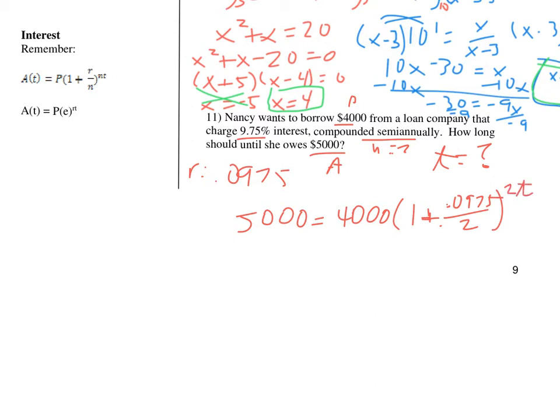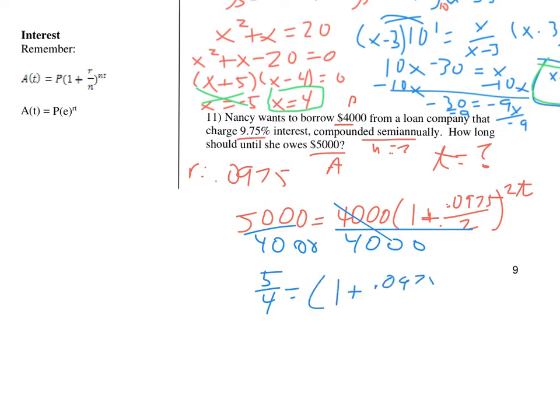It's in the exponent, so I'm going to have to use logs. I first need to divide by 4,000, so we're going to isolate our base. And so we go 5 over 4. You can use 1.25 if you like. And then we'll leave this like this, 1 plus 0.0975 over 2, to the power of 2t.